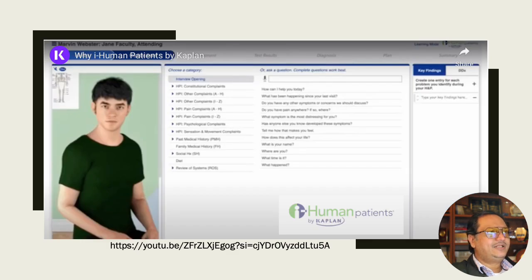Another example is the I-Human Patients by Kaplan. Another good thing about this interactive scenario is that now it's also integrating EMR, so it's almost like you're writing a H&P while you interact with the student, with a patient, and then everything is captured, and you can see if the student was hitting all the EPAs, or entrustable professional activities, or skills, milestones, or competencies that you were hoping the student will engage.